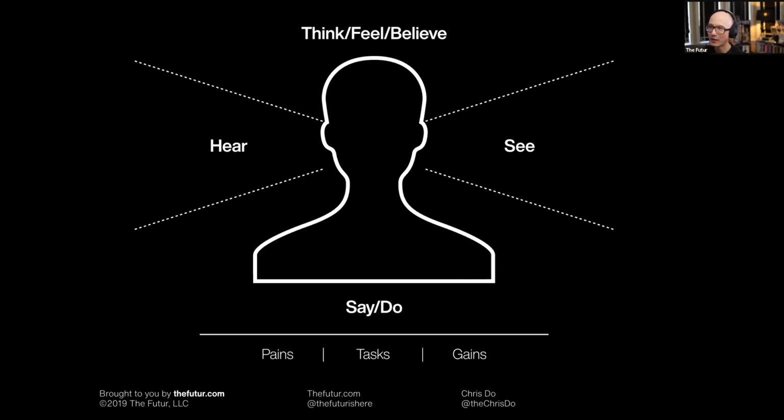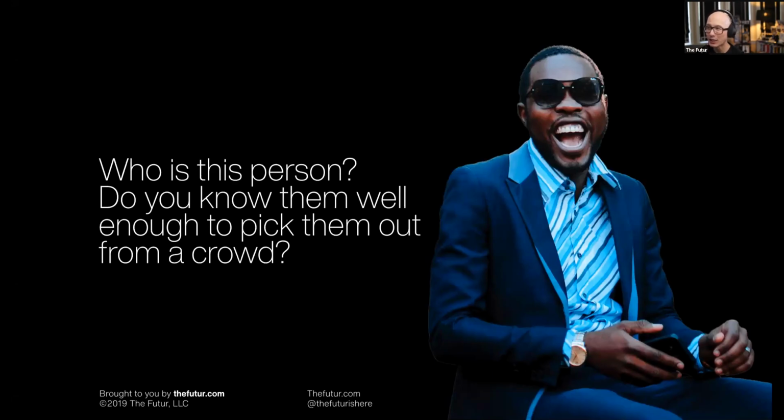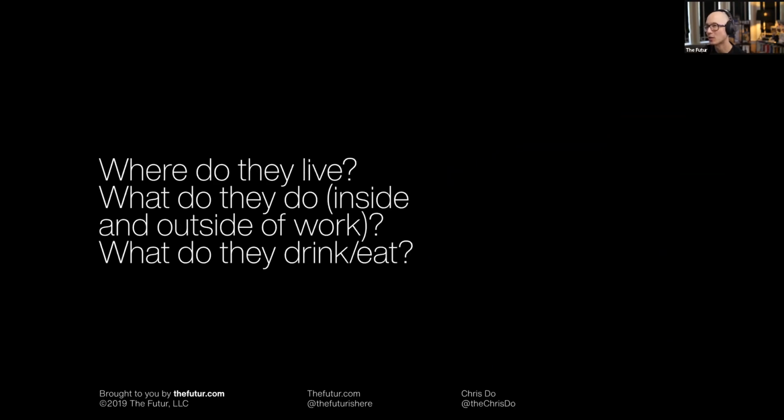So when we understand that, we should be able to pretty clearly identify who this person is and know them well enough to pick them out from a crowd. So I got this on one of those free stock images, and I just love this guy's expression. I like his glasses, his suit, how it's patterned, his watch. There's everything about him that I think communicates a lot to me about who this person is. He's just not a model standing there looking good. So we ask ourselves these kinds of questions like, where do they live? What do they do inside and outside of work? What do they drink and eat?